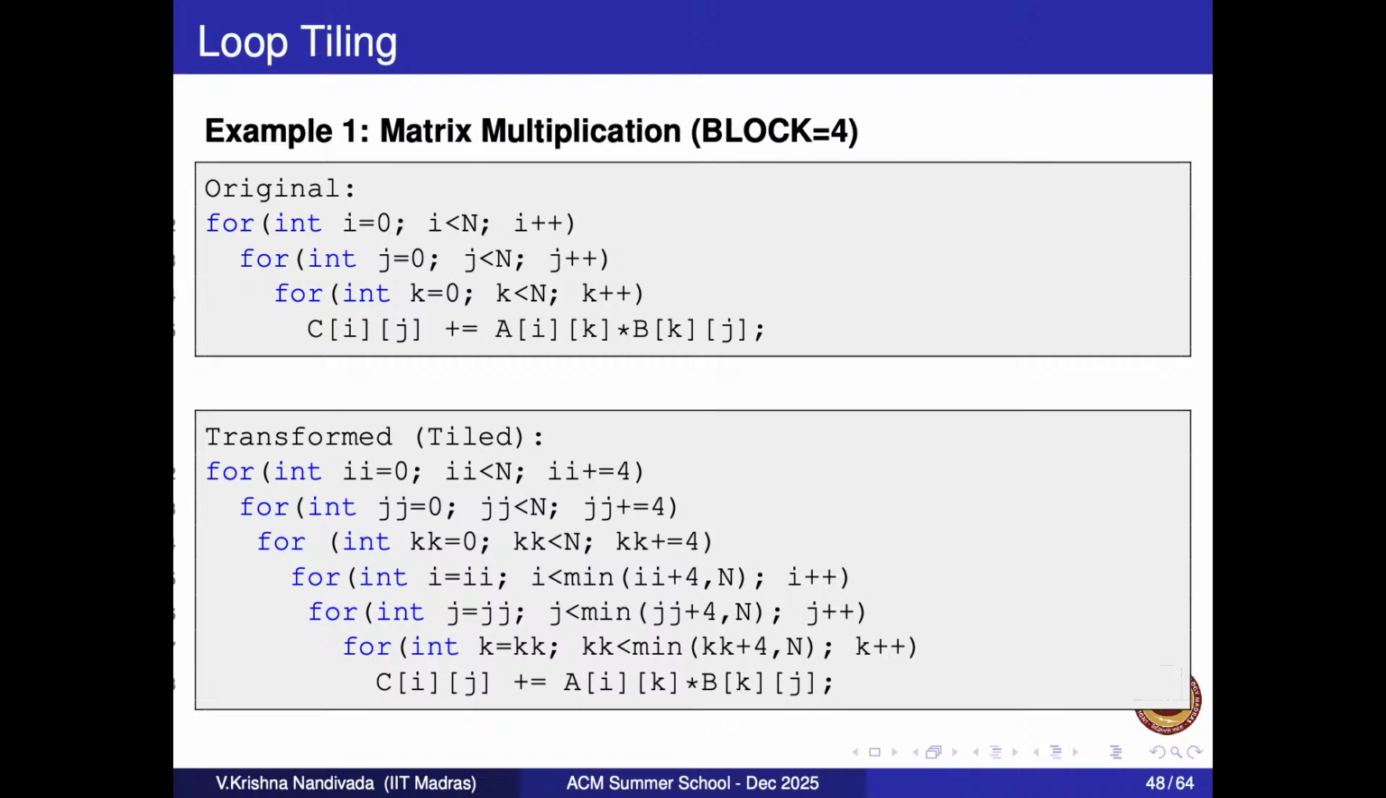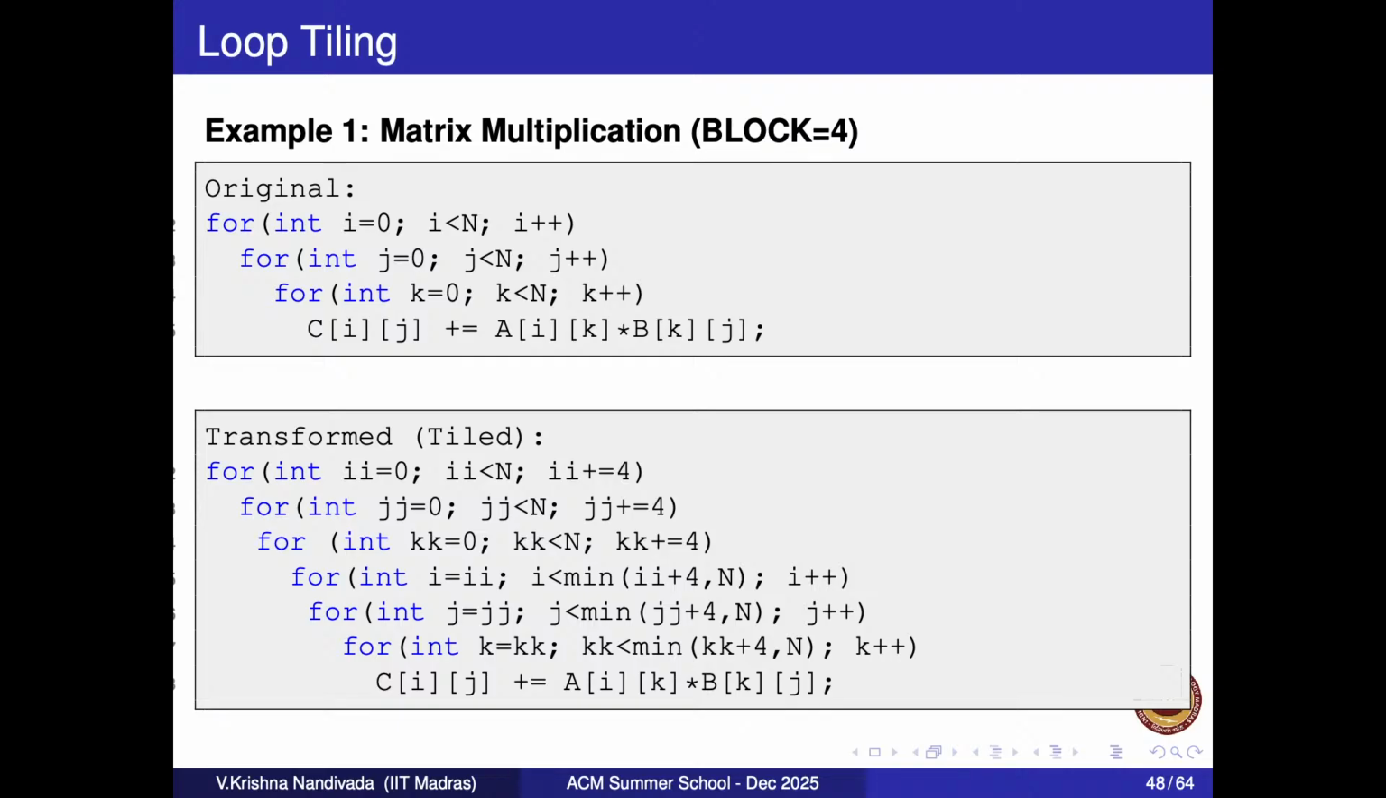See, the point is, I want to multiply submatrices. Okay, just if you focus on this, how many elements am I touching? The submatrix of A is 4 cross 4, B is 4 cross 4, C is 4 cross 4. Right? So there are total 48 elements. If 48 elements can fit in my cache, this is nice.